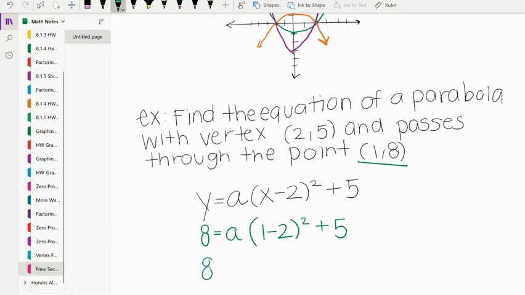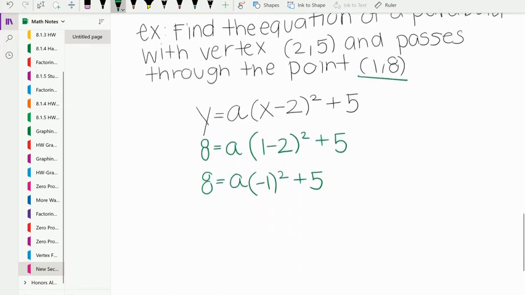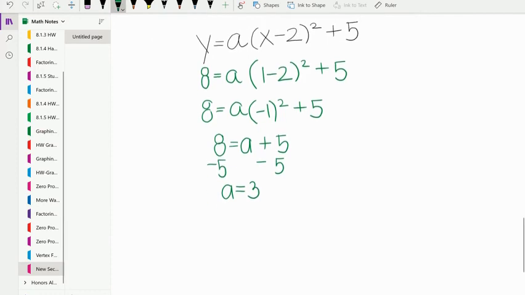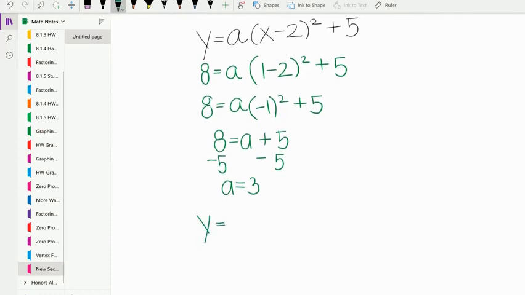So we get 8 equals a times 1 minus 2, which is -1. Okay, so remember that -1 squared is connected to the a, so we can't combine those two terms. So -1 squared is 1. 1 times a is a. So we have 8 equals a plus 5. We could subtract 5, and we end up getting a equals 3. So now we have y equals 3 times x minus 2 squared plus 5. And that gives us the entire equation.